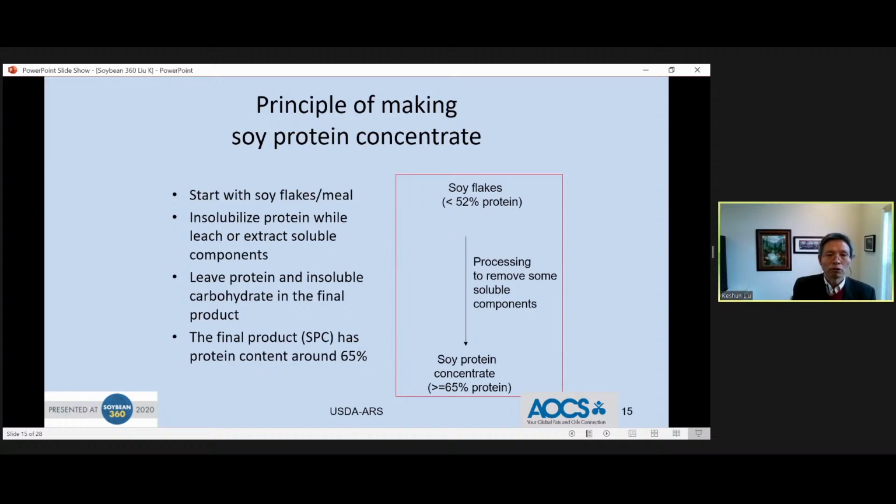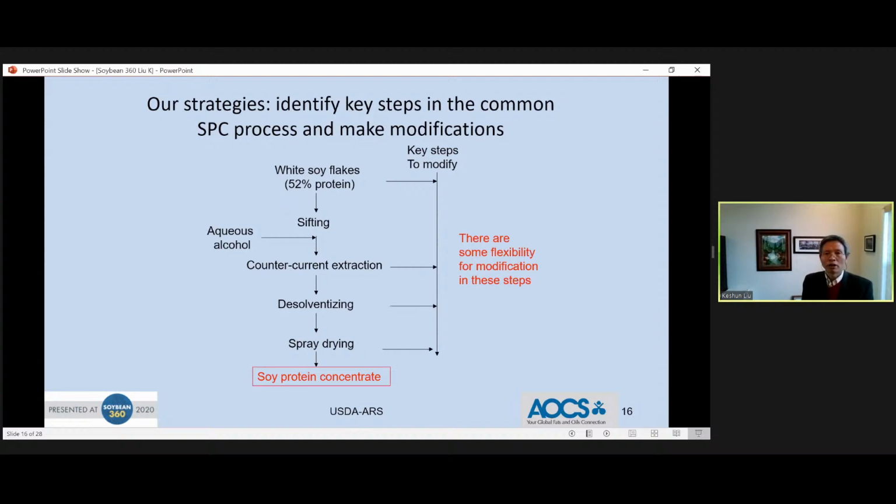This slide shows the principle of making soy protein concentrate. They start with the soy cake, soy flake or meal. Then we insolubilize protein while leaching or extracting soluble components, and keep the insoluble carbohydrate and the protein in the final product. Our strategy is to identify key steps in the common soy protein process, which is the aqueous alcohol extraction, leaching process, and make modifications. Here are several key aspects in terms of the raw material, solvent selection and the drying stages. So we developed three strategies.